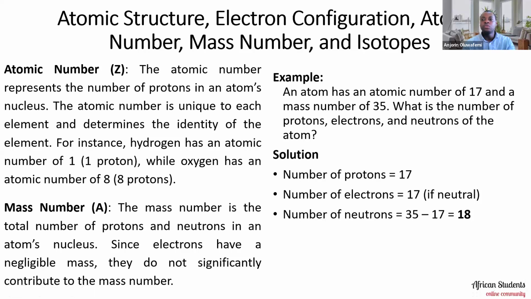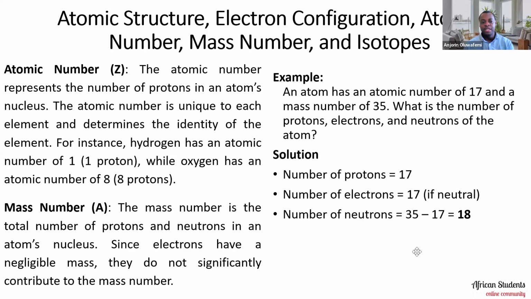I want to look at the atomic structure, electronic configuration. Pardon me, that's a typo. Electronic configuration, atomic number, mass number, and isotope. The first thing that we need to define is what an atomic number is. Atomic number is denoted by the letter Z, and it represents the number of protons in an atom's nucleus. The atomic number is unique to each element and determines the identity of the element.